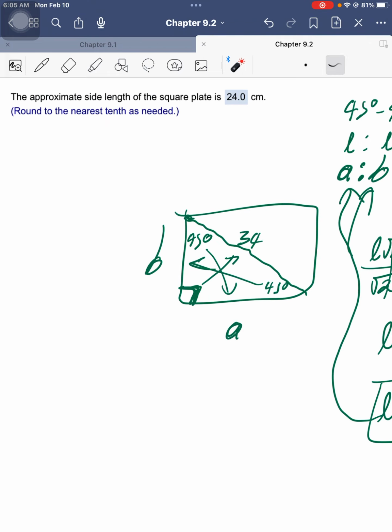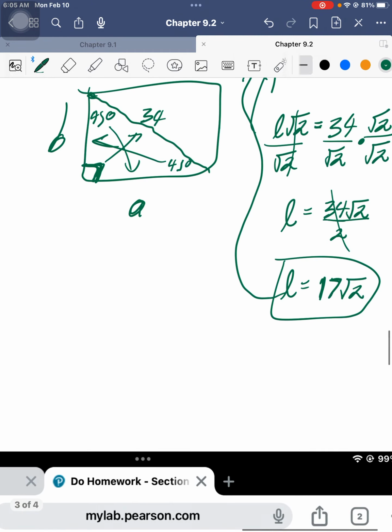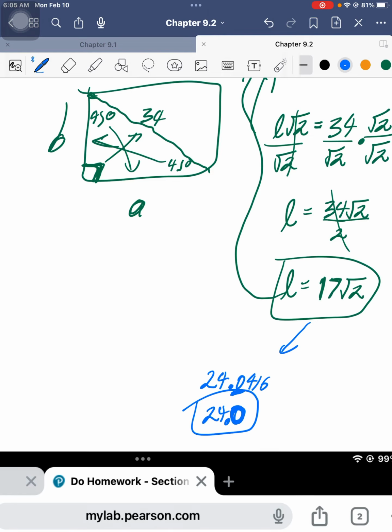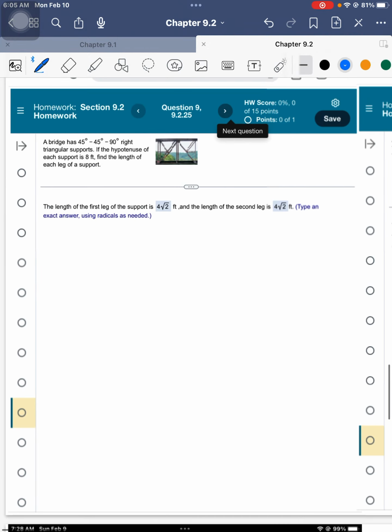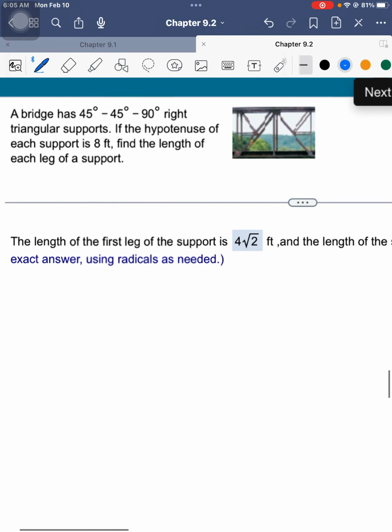Yep, it's 17 square root of 2, but they want us to round it to the nearest tenth. So let's do, what is the decimal version of 17 square root of 2? I'm gonna take out my calculator. Square root of 2 times 17. Rounded, our answer is 24.0416, but they wanted the nearest tenth, so our answer is just 24.0. Yes, you do have to put the 0.0 if they ask you to round to the nearest tenth. Okay? There you go.